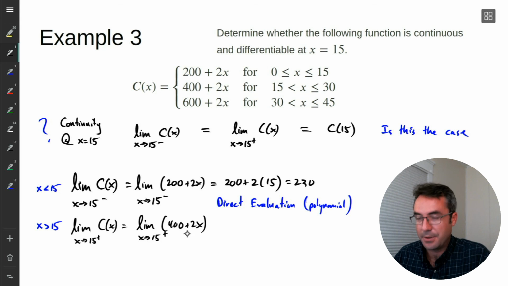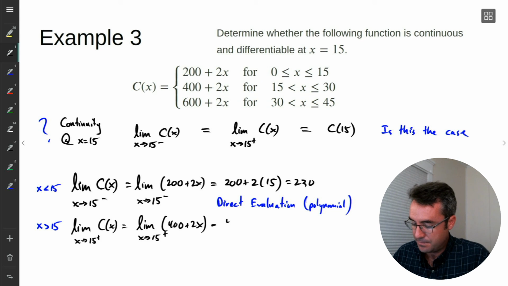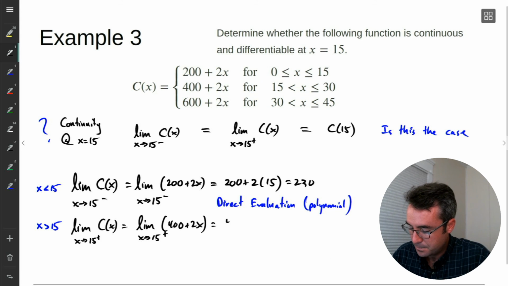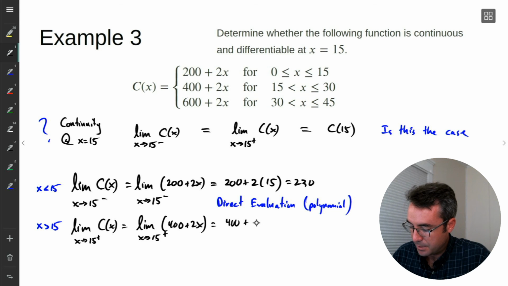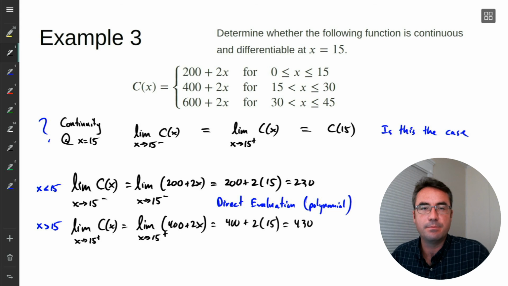Now this is also a polynomial, so we can just calculate this limit with direct evaluation. And when we do that, we get 400 plus 2 times 15, which is 430. So these two values are not the same, which automatically tells us this function is not continuous. The left side and the right side aren't meeting up at the same place.